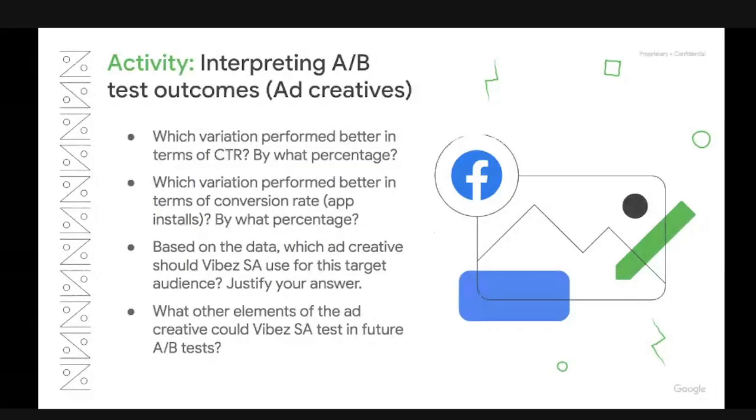So again, let's do this activity, and I will ask you questions around it. Which variation performs better in terms of CTR, and by what percentage? Also, we already answered these questions around Vibes SA. The other question was which variation performed better in terms of conversion rate? And the third question was, based on the data, which ad creative should Vibes SA use for this target audience? So let's look at that suggestion.